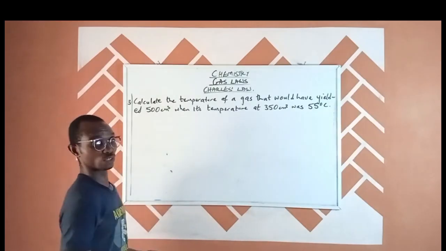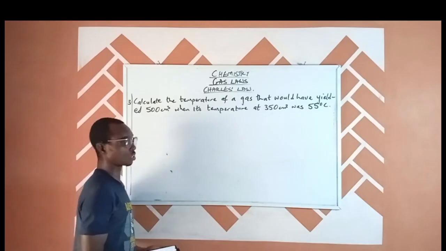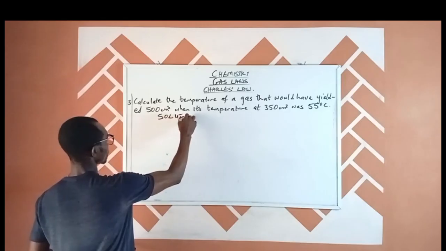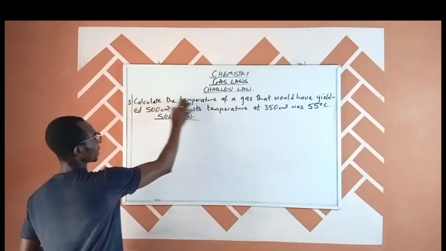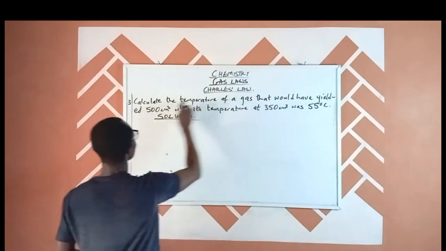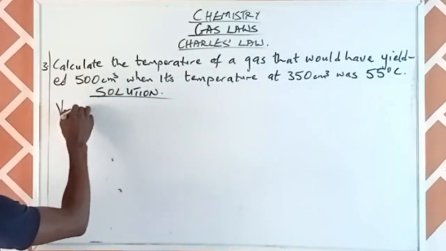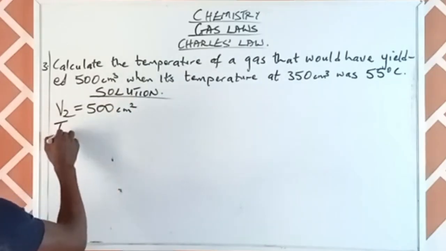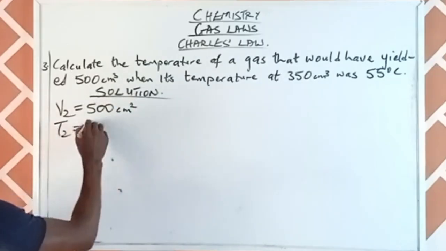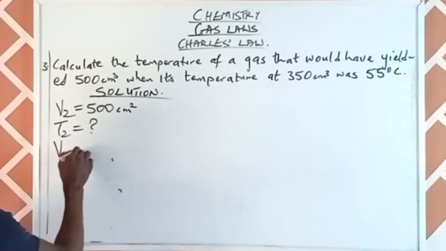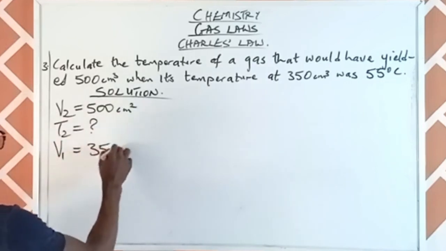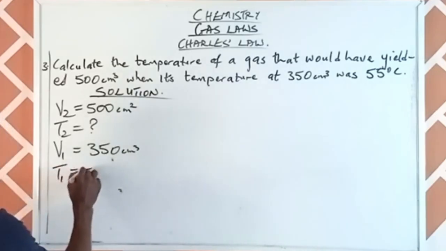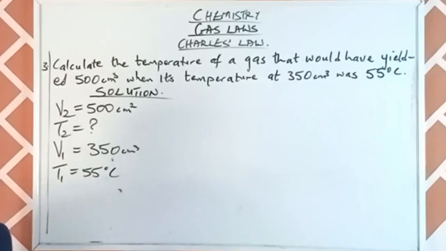This particular question needs you to understand the use of tenses in English language. So looking at this now, this is how we bring out our parameters. Calculate the temperature of a gas that would have yielded. So this would have been our V2. We have our V2 to be 500 centimeter cube. So the temperature at V2 will be T2, and so that is what we are looking for because our V1 is 350 centimeter cube and our T1 is 55 degrees Celsius.